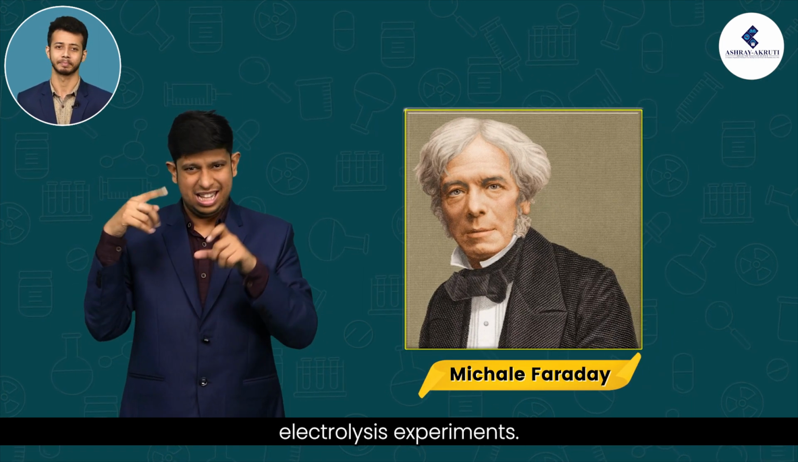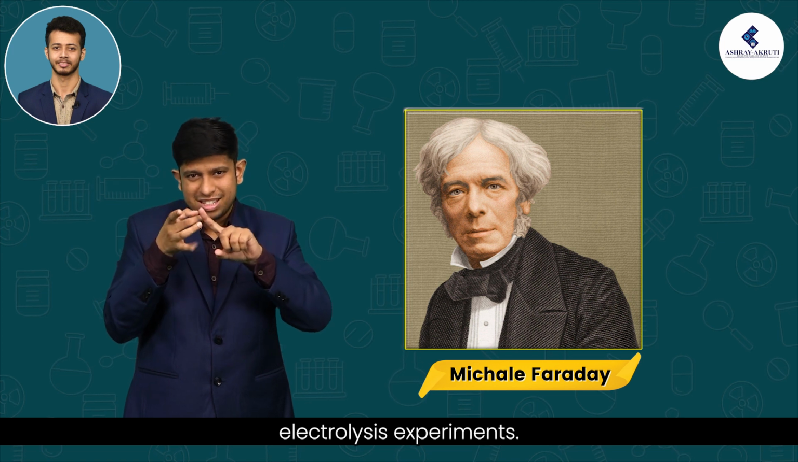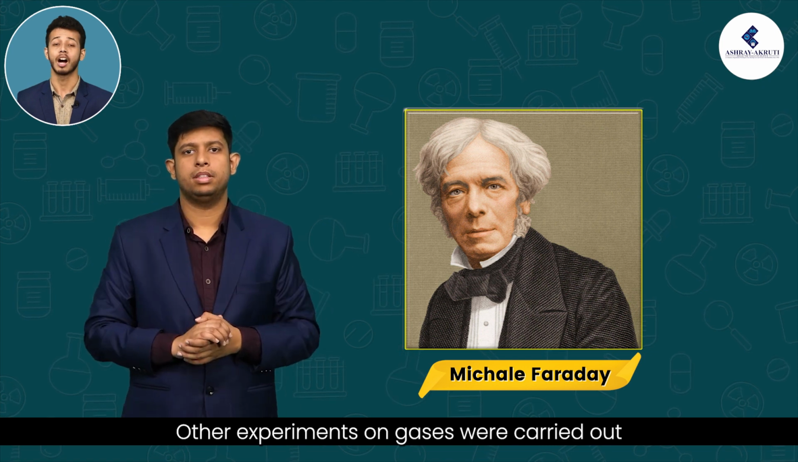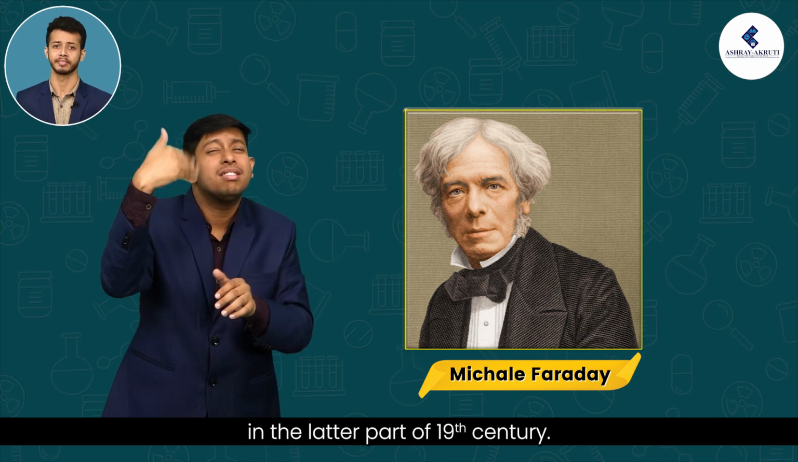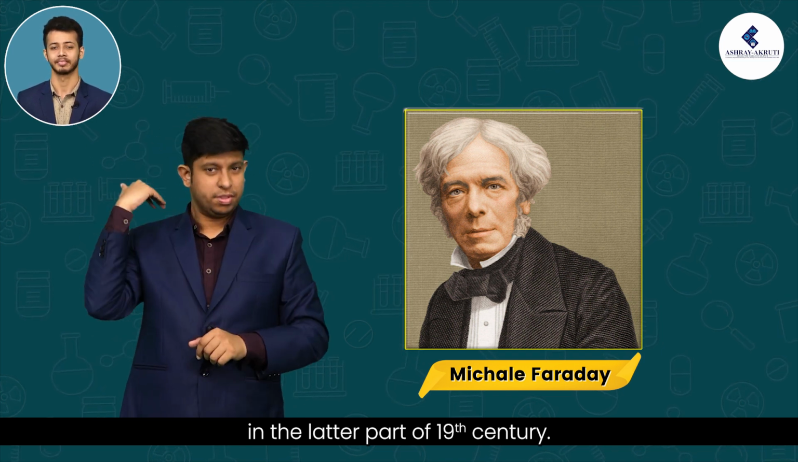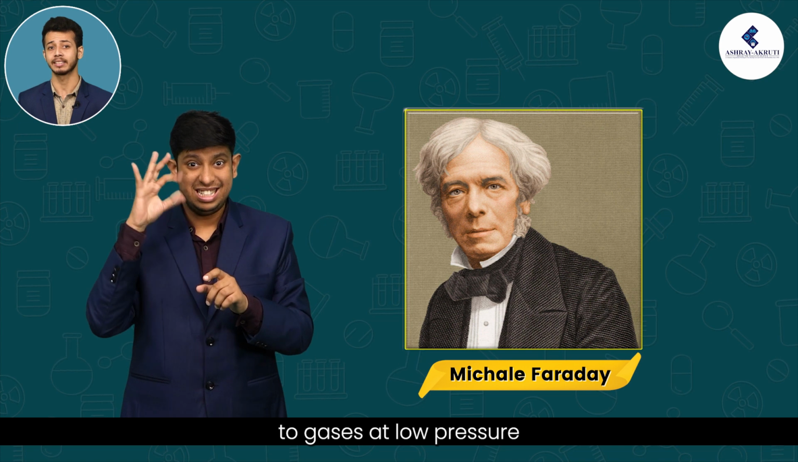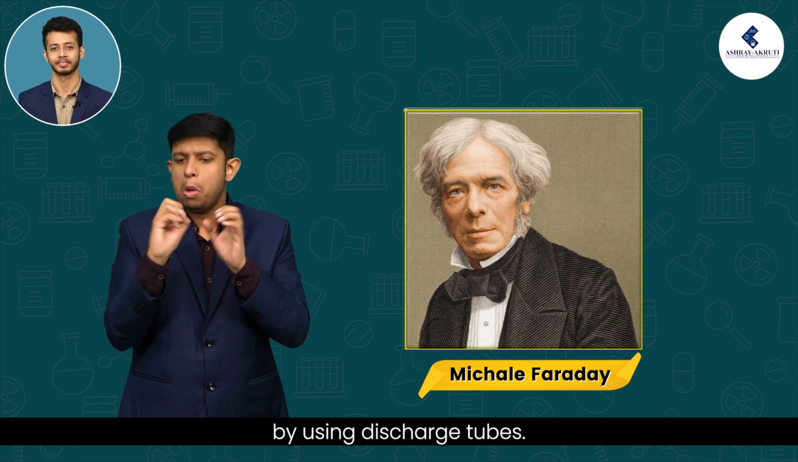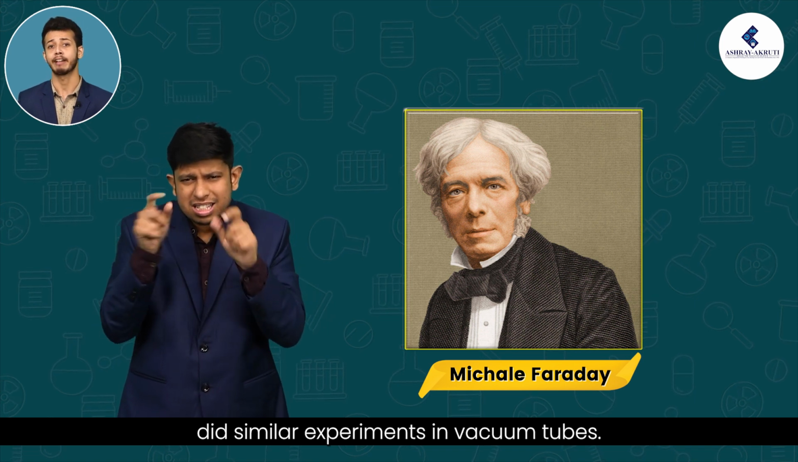We all know about Faraday's electrolysis experiments. Other experiments on gases were carried out in the latter part of the 19th century. Scientists studied the effects of applying electric current to gases at low pressure by using discharge tubes. Other scientists did similar experiments in vacuum tubes.